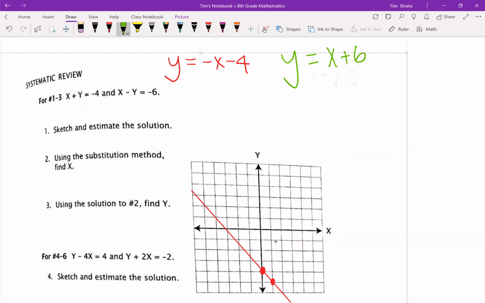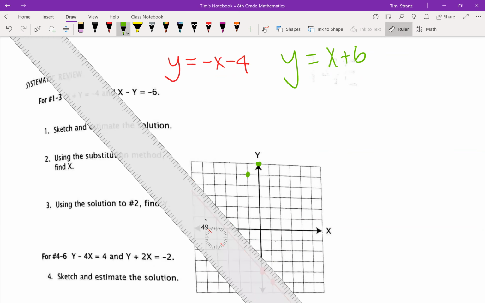I'm going to start with 6, 1, 2, 3, 4, 5, 6, all the way up at the top. Then up 1 over 1. Since I can't go up, I'll go off the grid, so I'm going to go down in the opposite way, down 1 over 1, which would be right here. Okay, I'm going to graph that.